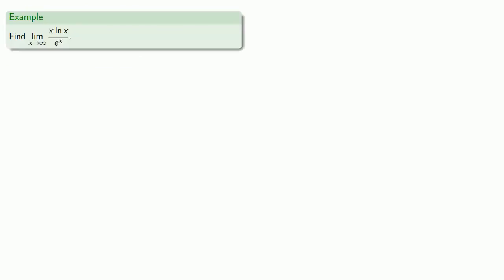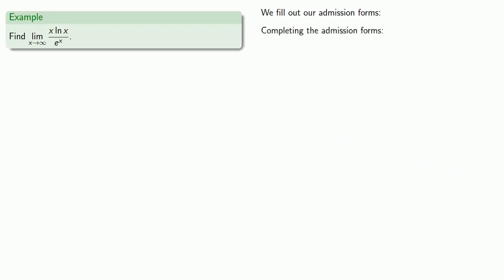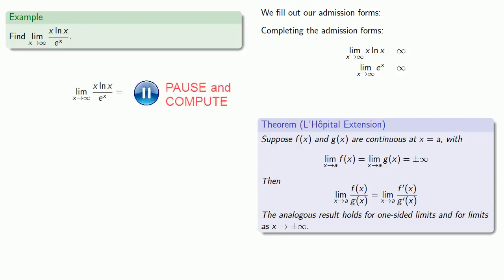So if we want to find the limit as x goes to infinity of log x over e to the x, we'll fill out our admission forms. No, not these, the admission forms to the other L'Hopital. So we need to verify that numerator and denominator both go to infinity or negative infinity. So we'll check that out. We'll replace numerator and denominator with their derivatives.